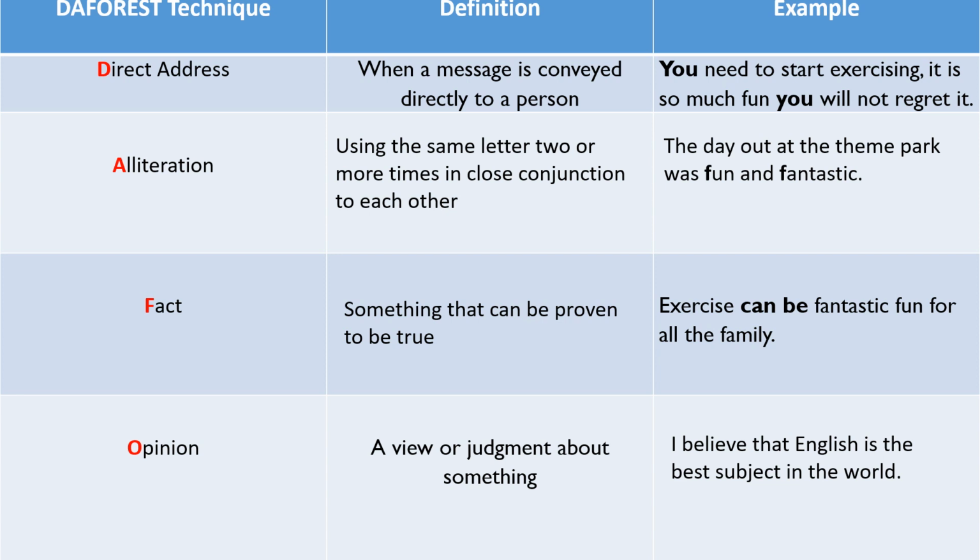So if you think back to our DAFOREST techniques now, so far we've had a look at the D, which is direct address, the A, which is alliteration, the F, which is fact, and the O, which is opinion. So we're now going to move on. I'm going to look at the rest of the key techniques in the acronym as well.